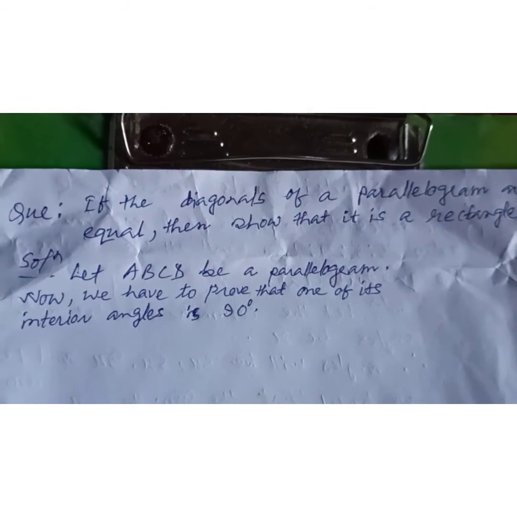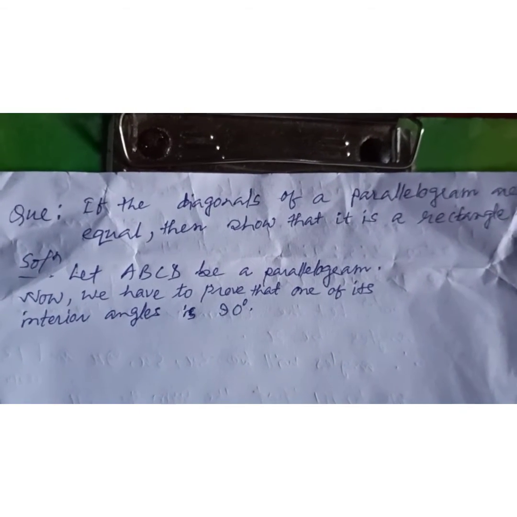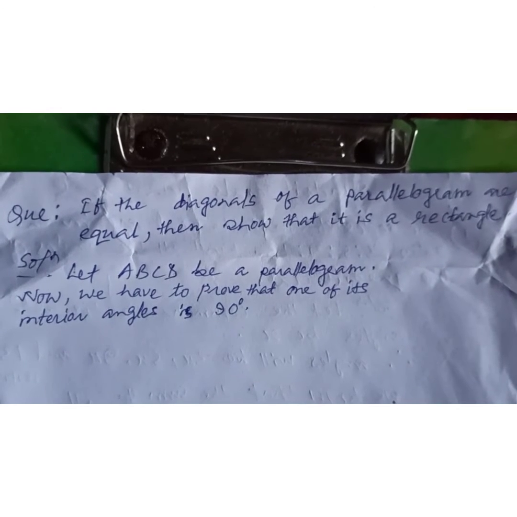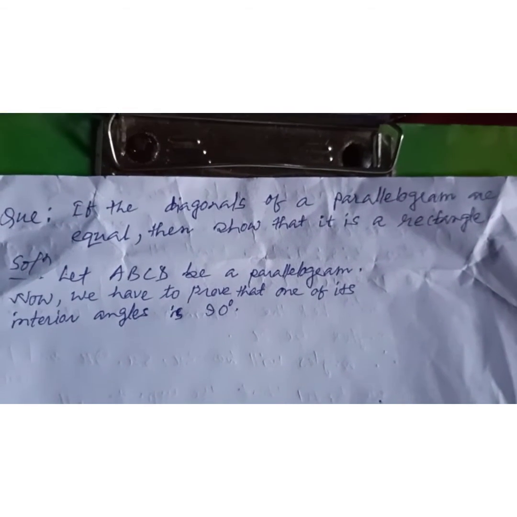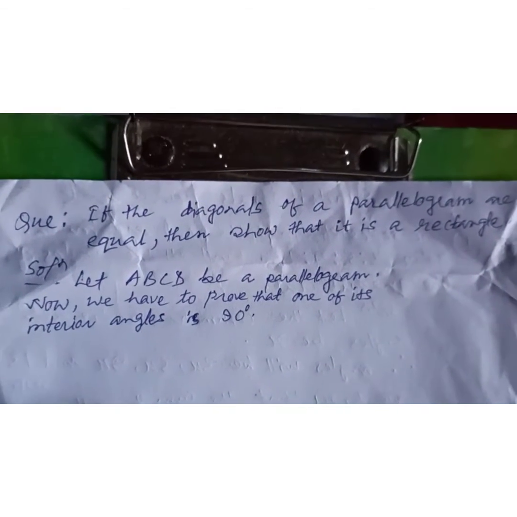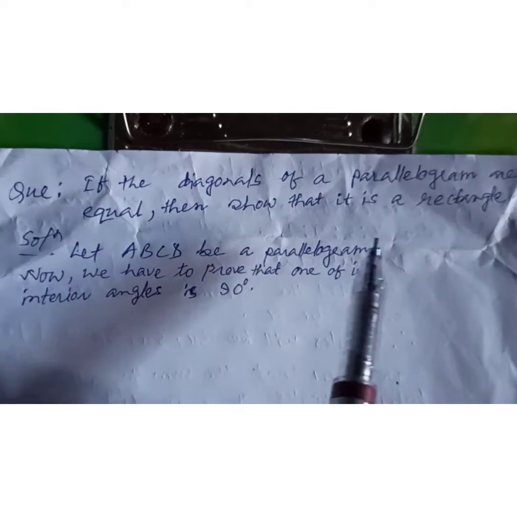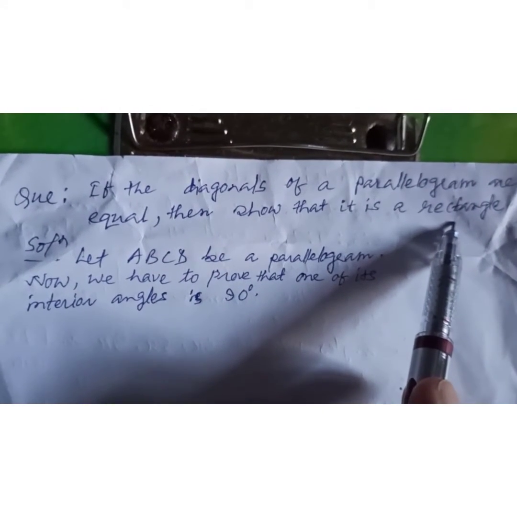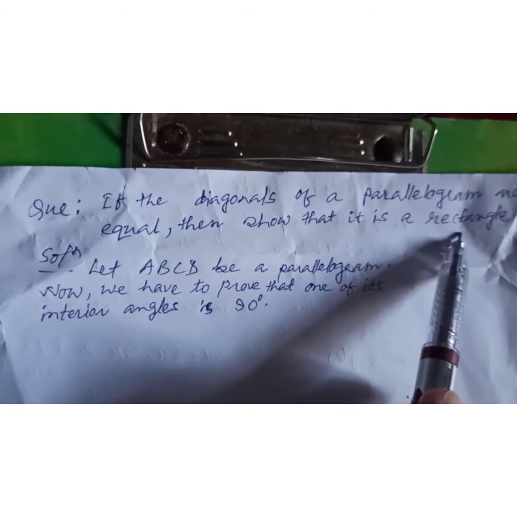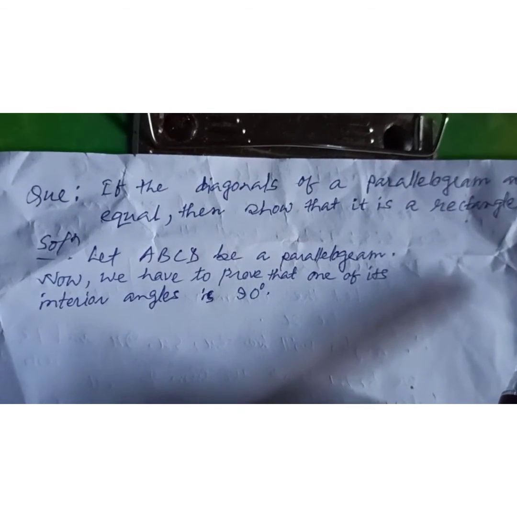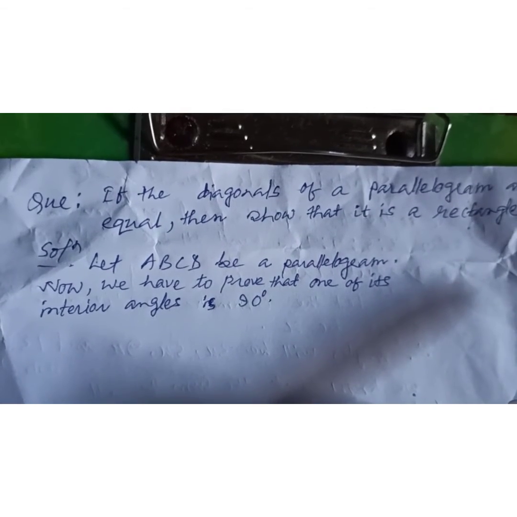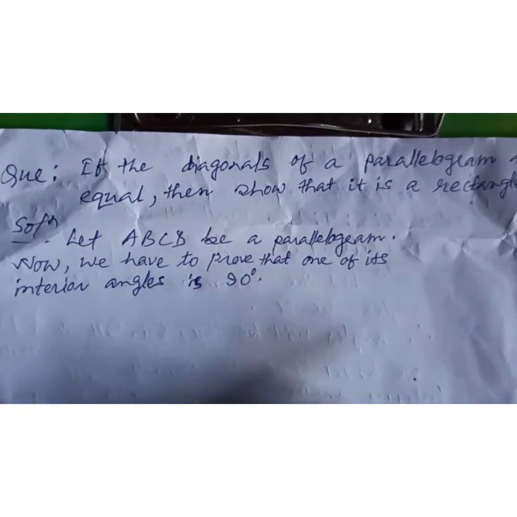Now the question is given: if the diagonals of a parallelogram are equal, then show that it is a rectangle. So we have to prove this as a rectangle. Okay, so let ABCD be a parallelogram. Now we have to prove that one of its interior angles is 90 degrees.